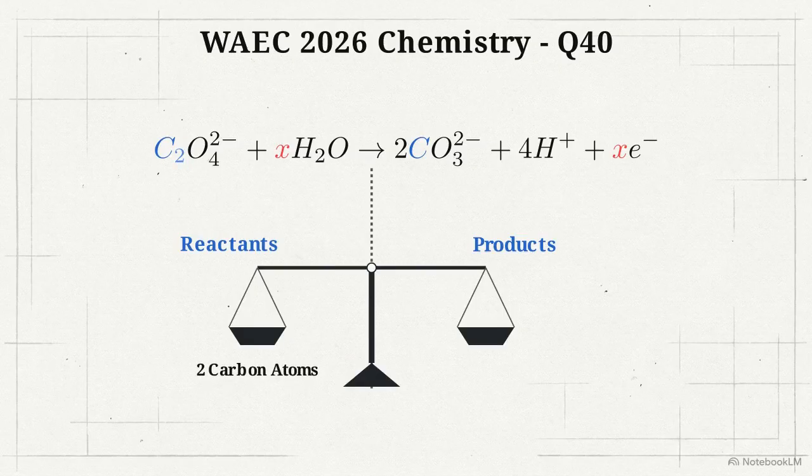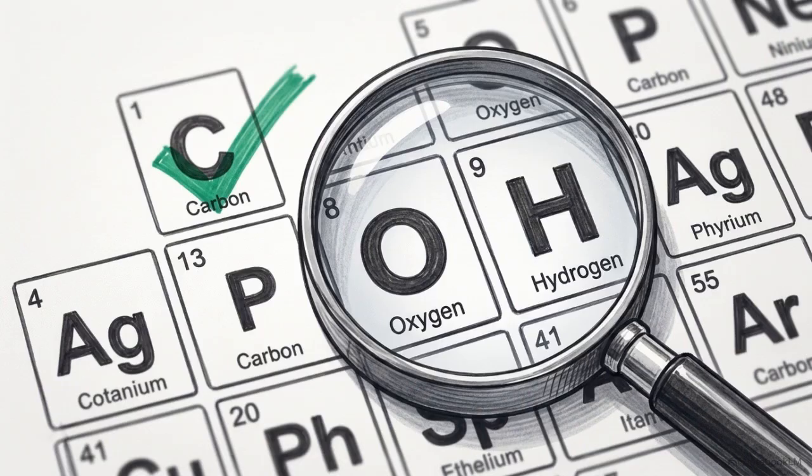Let us look at carbon. On the left side, the oxalate ion contains 2 carbon atoms. On the right side, the 2 carbonate ions also provide exactly 2 carbon atoms. Since carbon is already perfectly balanced, it does not reveal the value of our unknown. We must examine the remaining elements to solve for X.